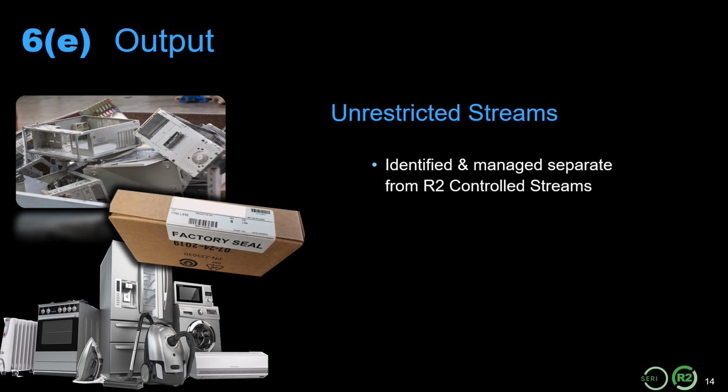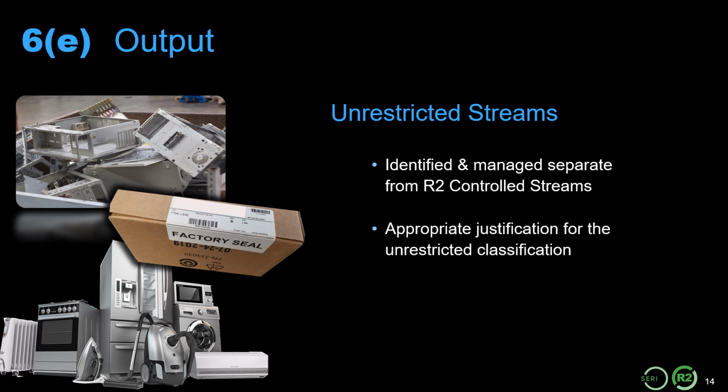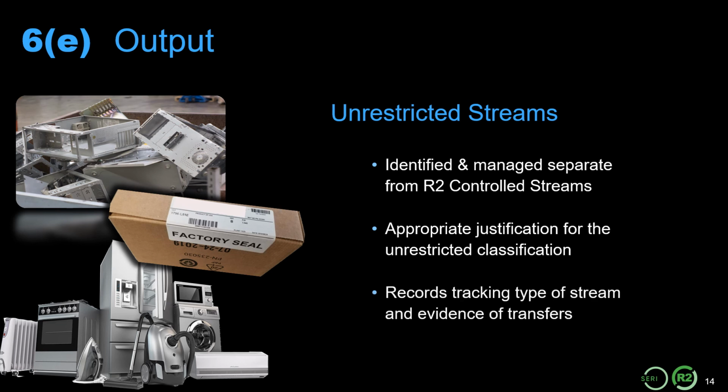Unrestricted streams must be identified and managed separate from the R2-controlled streams, have appropriate justification for the unrestricted classification, and have records tracking the type of stream and the evidence of transfers.